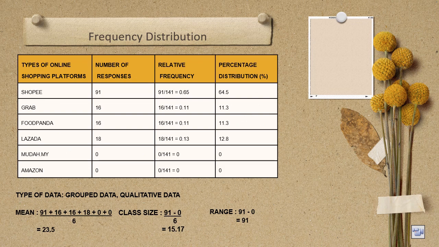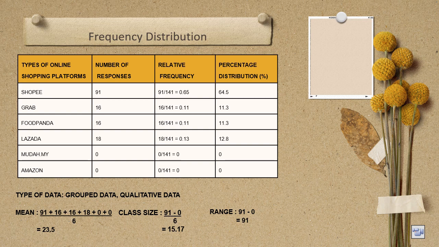Next we look into the frequency distribution table. In this question, six options were given to be chosen by the respondents. Those are Shopee, Grab, Foodpanda, Lazada, Muda.my and Amazon. The number of responses for Shopee is 91, Grab is 16, Foodpanda 16, Lazada 18. Muda.my and Amazon were 0.